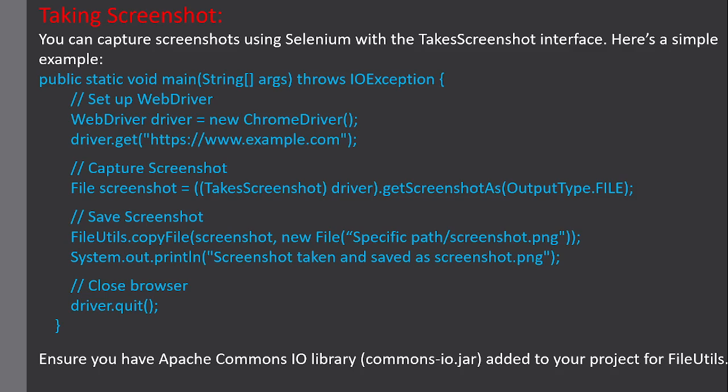So this is the code we write to capture the screenshot. One more thing you need to take care of is to ensure you have the Apache Commons IO library, that is commons-io.jar, added to your project for FileUtils. Only then can we use the FileUtils method to capture the screenshot and save it to the specific folder. So let's move to another topic.